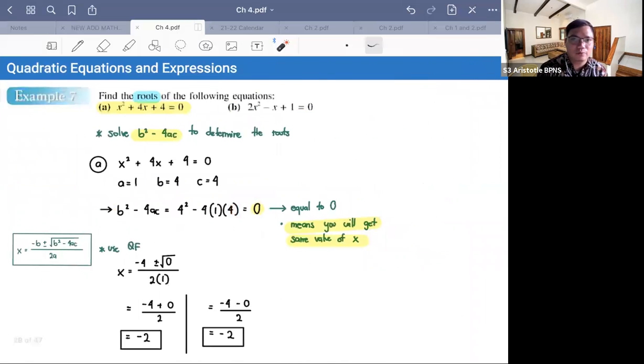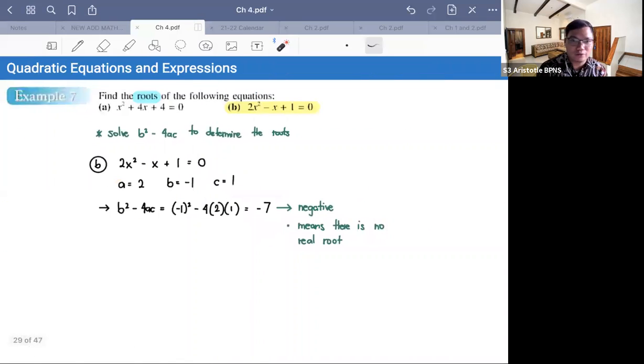What if it's negative? What do you think will happen if our discriminant turns out to be negative? So let's have letter B. Let's use the discriminant first to determine the nature of its roots: if we have one answer, two answers, or no answer at all. For letter B, we have a as 2, b as negative 1, and c is 1. Using the discriminant b squared minus 4ac, just substitute everything again. Our answer will be negative 7.